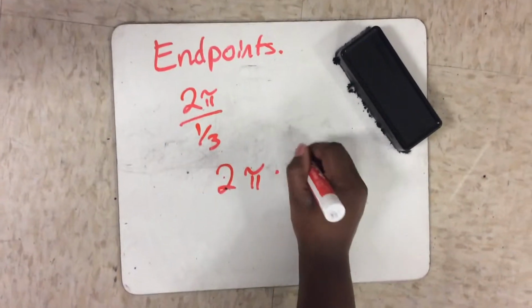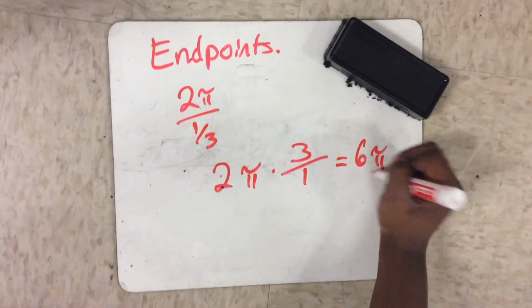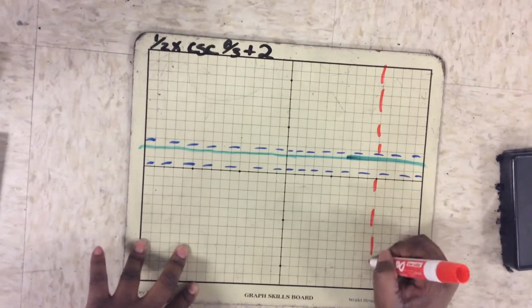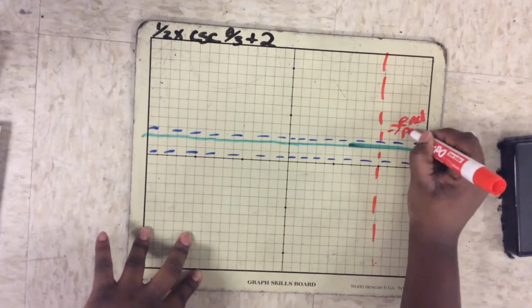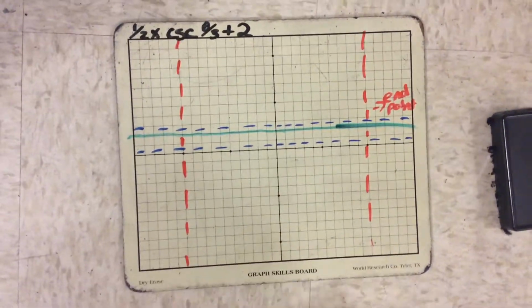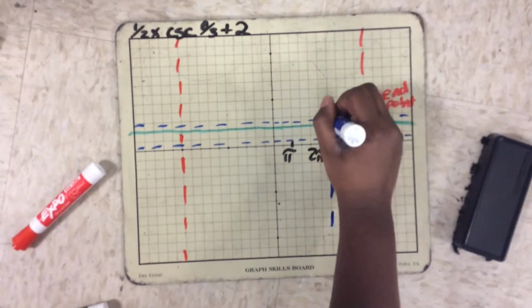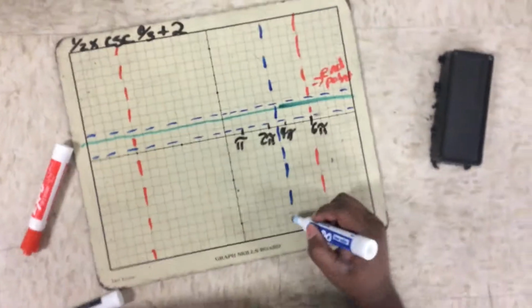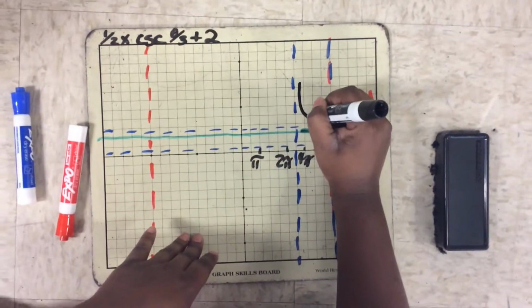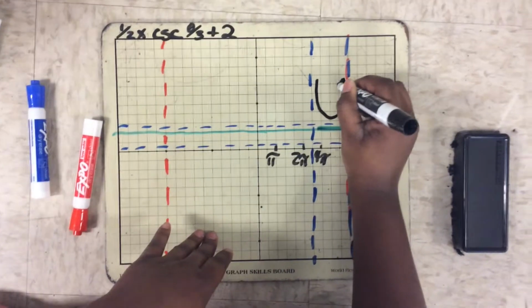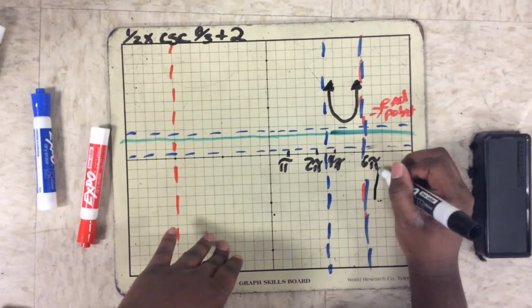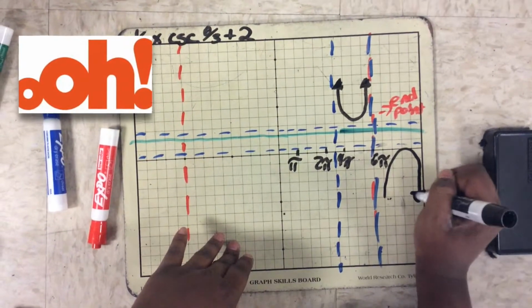Now I'm going to find the endpoint by doing 2 pi divided by 1/3, which equals 6 pi. Next I'm going to graph my endpoints by doing a dashed line going vertically. And it's going to be 6 pi away from the origin on both sides. Next I'm going to graph the asymptote as a dashed line going vertical in blue, just so I don't mix up my endpoint and my asymptote. Next I'm going to graph cosecant, which is an inverse of sine, and I'm going to do that above the x-axis and below the x-axis. And that is how you graph cosecant.